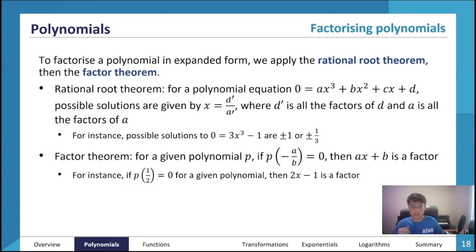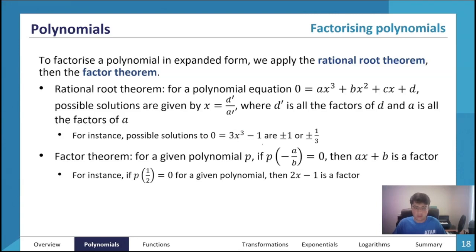So the first thing is, with the rational root theorem, it's this statement that for a polynomial equation, possible solutions are given by x equals d prime over a prime, where d prime is all the factors of d and a prime is all the factors of a. That's a typo there. So this is a bit confusing, but we can look at it with reference to an example, and that'll hopefully help it make more sense.